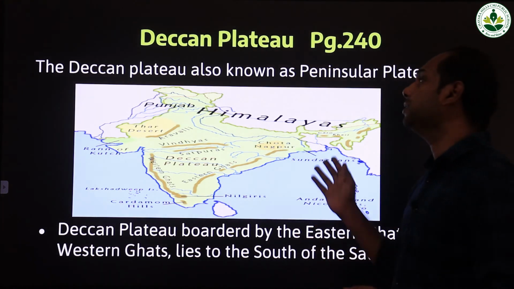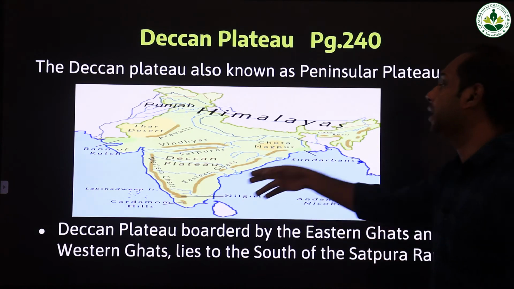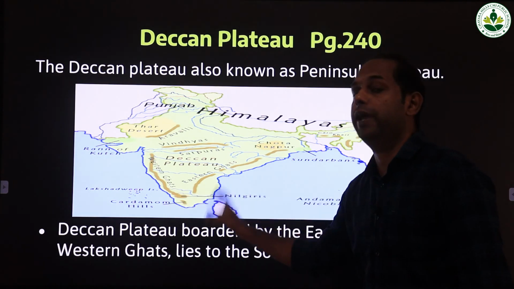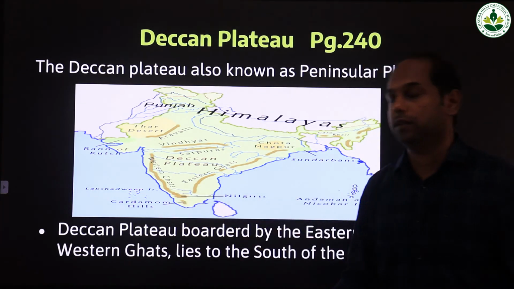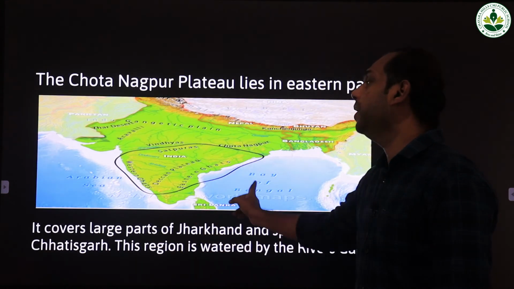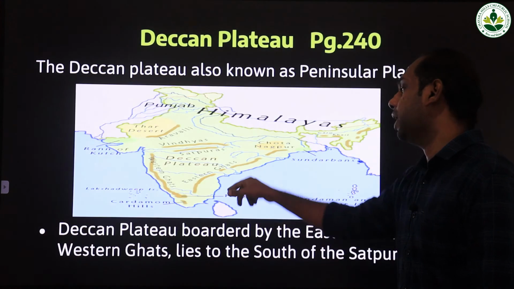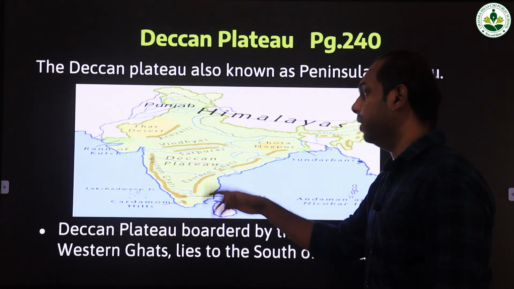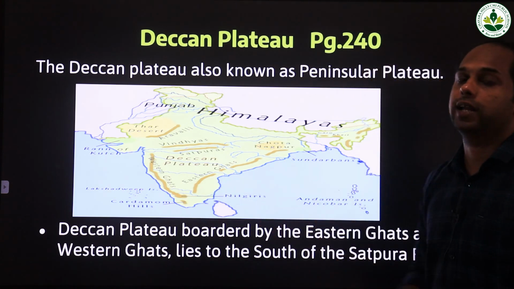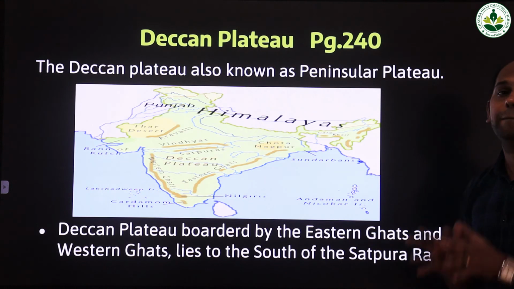The Peninsular Plateau. Why is this Deccan Plateau known as the Peninsular Plateau? Because three sides of this Deccan Plateau are covered with water, right? On the western side there is the Arabian Sea, and on the eastern side there is the Bay of Bengal. So three sides of the Deccan Plateau are covered with what? Water. So that's why the Deccan Plateau is also known as the Peninsular Plateau.